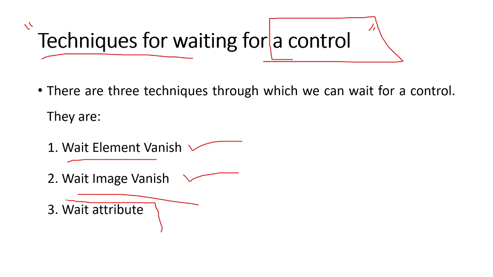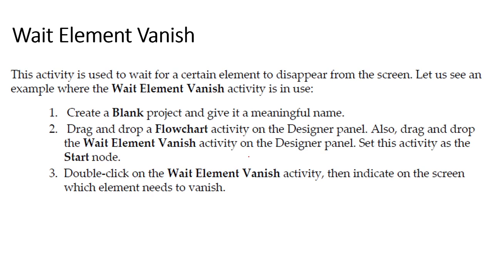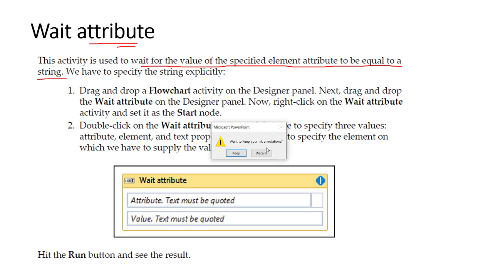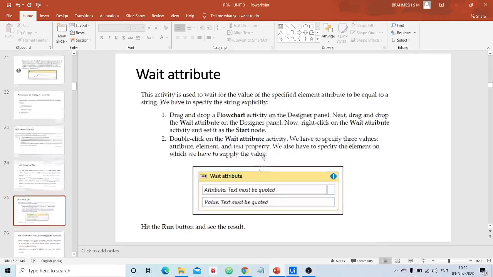Now we shall see in this video another interesting technique called wait attribute, which is somewhat different from these two, right? Now directly we shall go to the wait attribute activity, and according to the author it is an activity which is used to wait for the value of the specified element or target UI element attribute to be equal to a specified string value, it seems. Okay, I will give a meaning to this definition by directly jumping to a practical example, right? So we shall go to the tool to better understand the purpose of wait attribute.